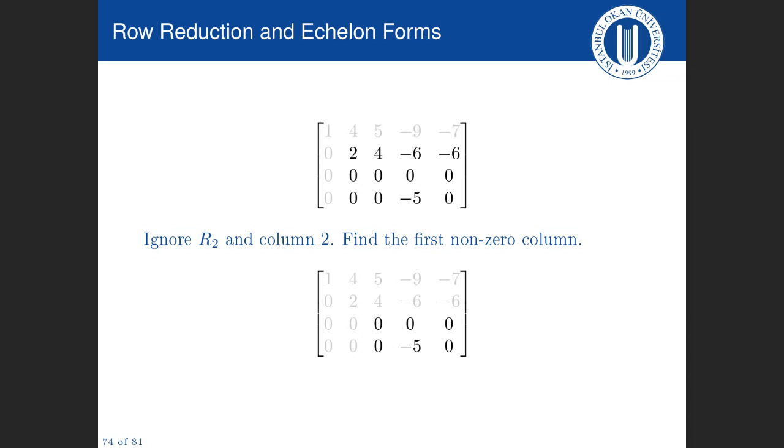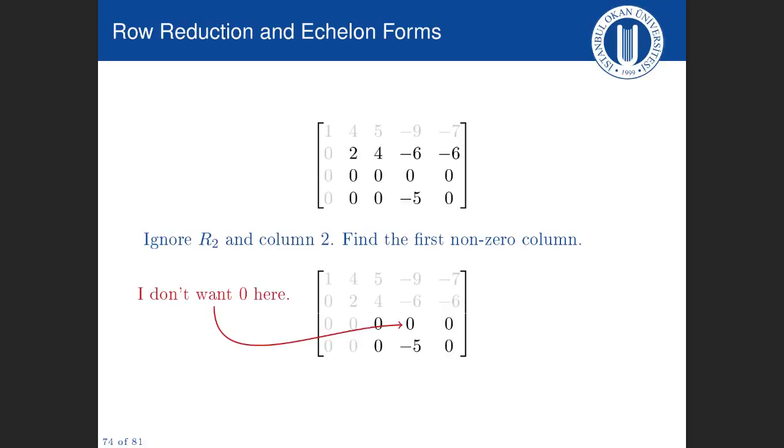Find the first non-zero column. Well, this column is all zeros. We're only looking at the black numbers. We have 0, 0. So we don't want this column. We move to the next one. This column is not all zeros. This is the column that we want.